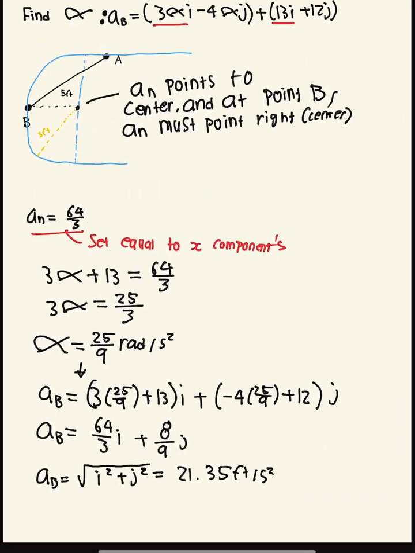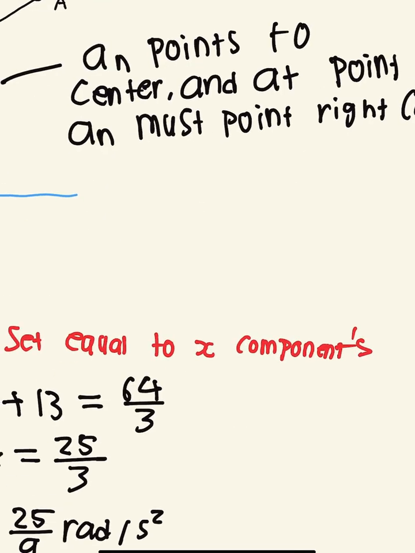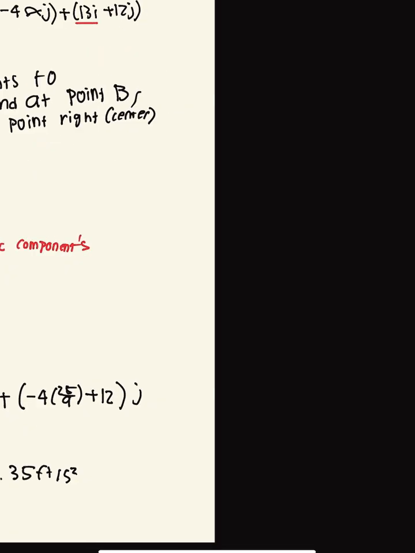So we're going to set the horizontal component of acceleration B equal to 64/3, the normal acceleration, and isolating for angular acceleration, we found out to be 25/9 radian per second square. We're going to plug this back into the original acceleration formula, and acceleration is 21.35 foot per second square.